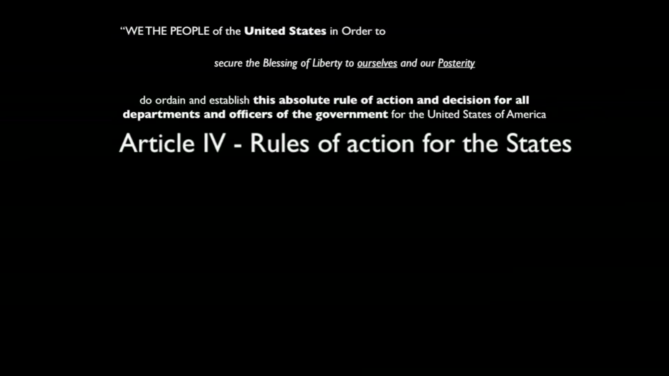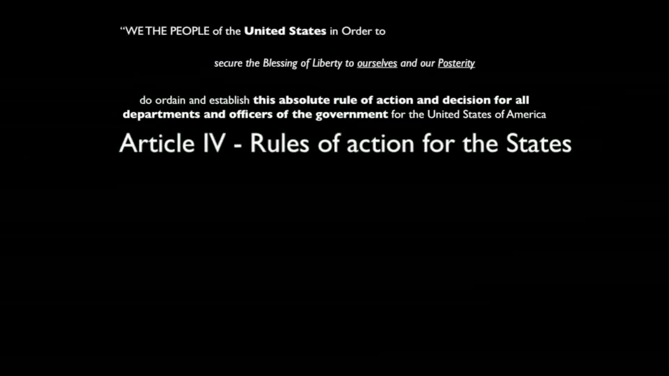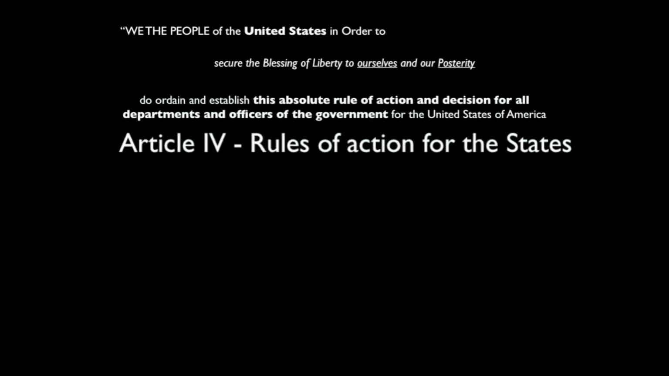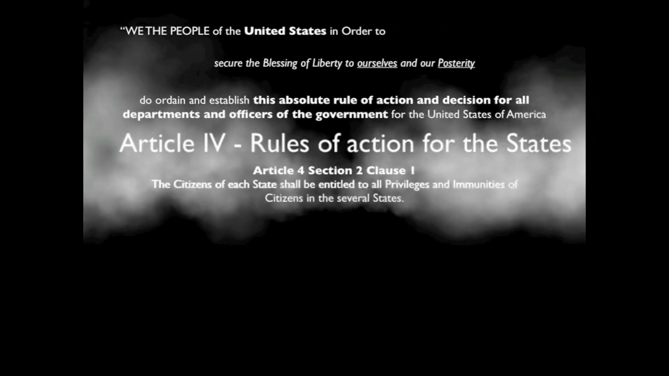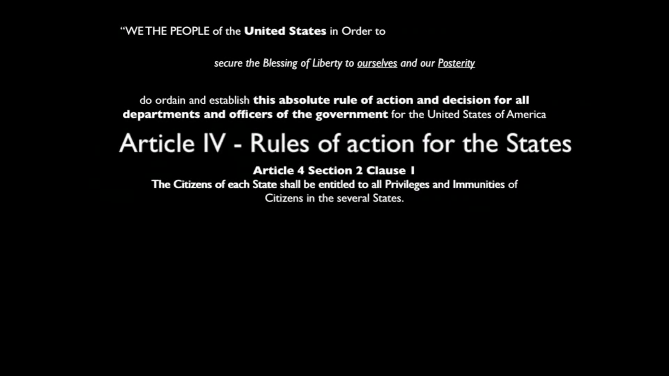So now what we have here is a comprehensive document. And in that comprehensive document, Article 4, Section 2, Clause 1 contains one of the most fundamentally misunderstood clauses in the Constitution. It's called the Privileges and Immunities Clause. And it says, "The citizens of each state shall be entitled to all privileges and immunities of citizens in the several states." Now, many people have asked, what does that mean?